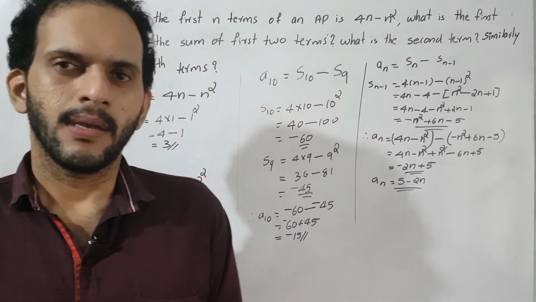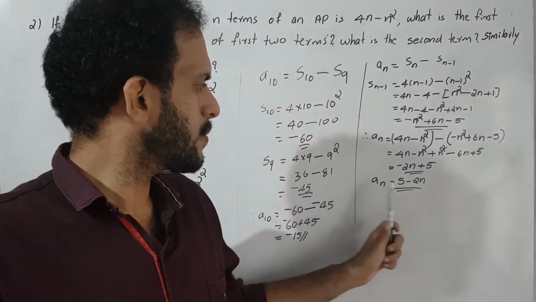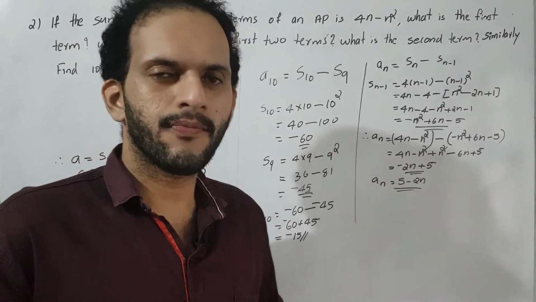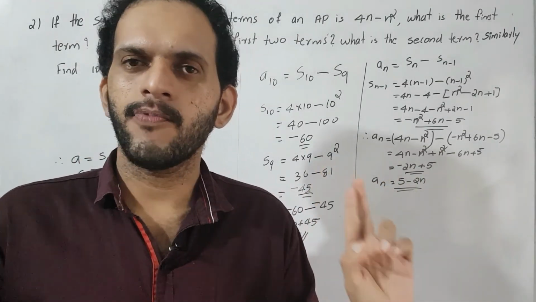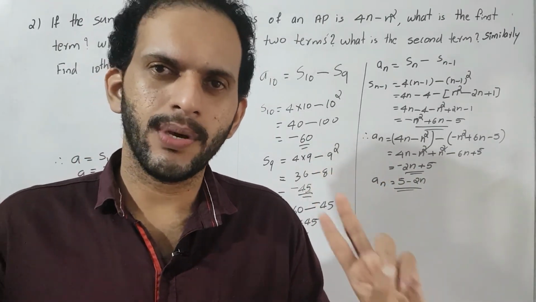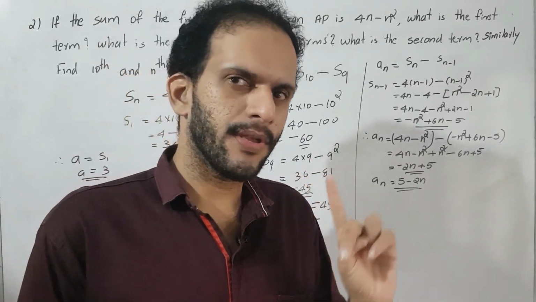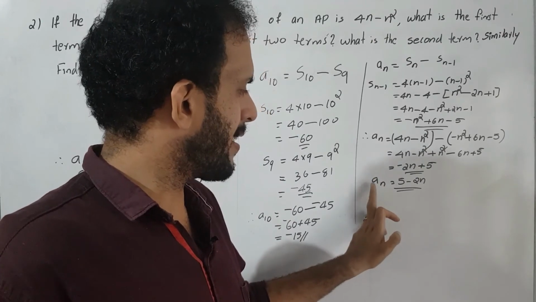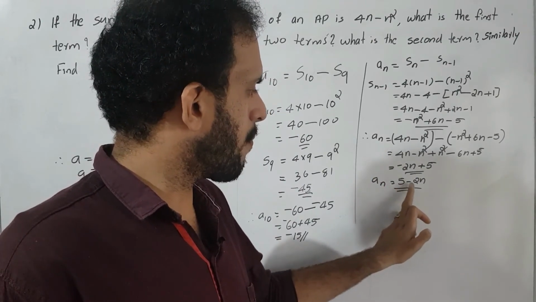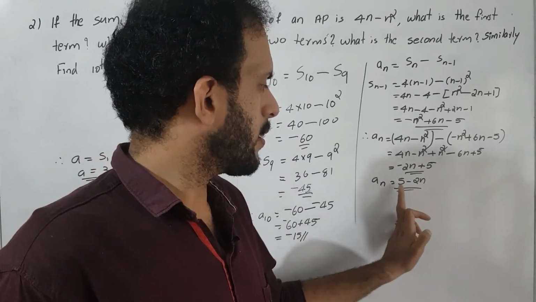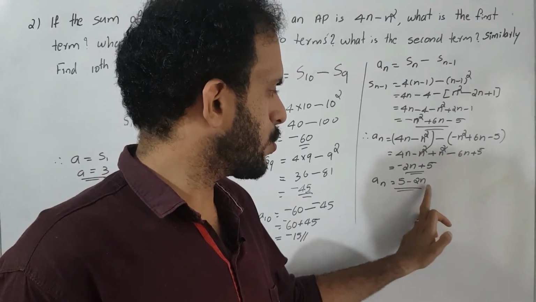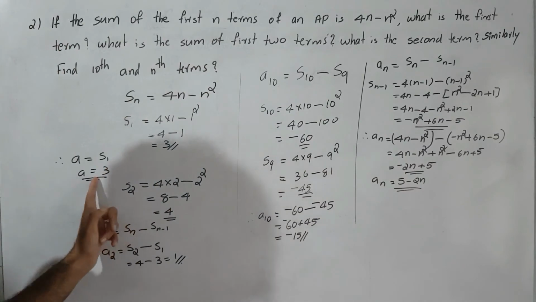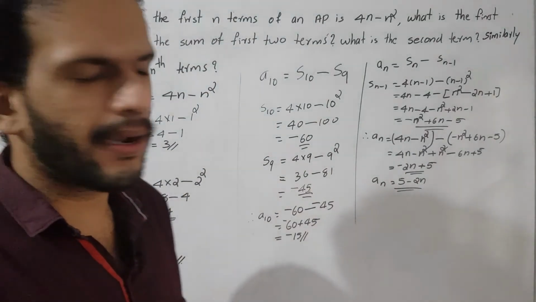Then that is the general form of the terms of this AP. If you substitute n is equal to 1, then you get the first term of the AP. If you substitute n is equal to 2, then you get the second term of the AP. We just verify. If n is equal to 1, then a1 is equal to 5 minus 2 into 1. 5 minus 2 into 1 is 2. Then 5 minus 2 is 3. That is the first term. Is that correct? Yes.